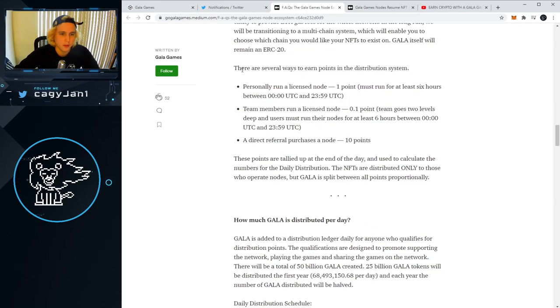There are several ways to earn points in the distribution system. Personally run a licensed node, you get 1 point. Right now, I only have 1 point, right? But you can add points to your node. So if you have more points in your node, that means that basically you're gonna earn more from the distribution. Now, if you refer people to your node, you get 10 points. So you get more distribution because you have more points.